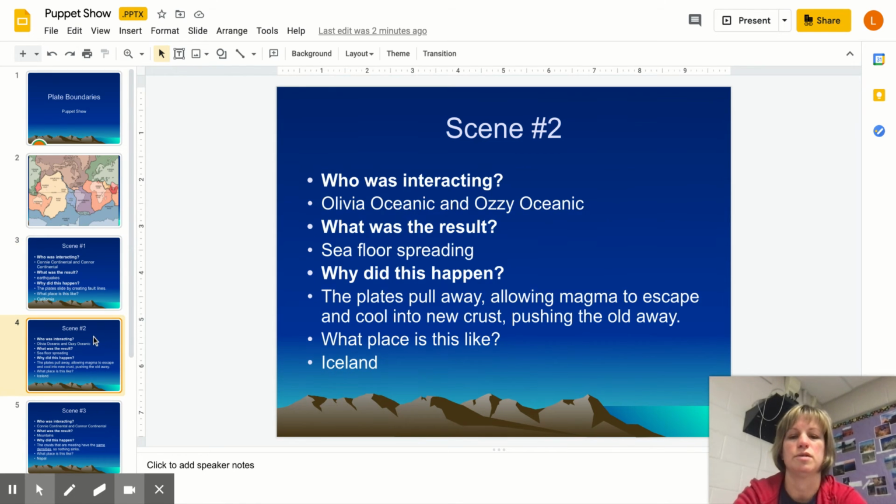Okay, so now scene 2. This time you saw two different puppets, Olivia Oceanic and Ozzy Oceanic. So they're both oceanic crust. A lot of times students struggle to come up with the right terminology here. The result was sea floor spreading. Now, why did this happen? You must have the plates are pulling away. Then remember what got out? Magma escaped. And what do we know about seafloor spreading? When the magma comes out, it cools into new crust and behaves kind of like a chisel to push the old crust away. Even though the new crust is pushing the old crust away and spreading the continents apart, the plate motion is to pull.